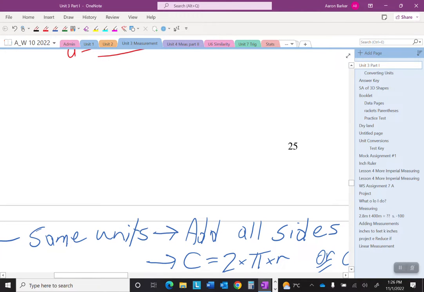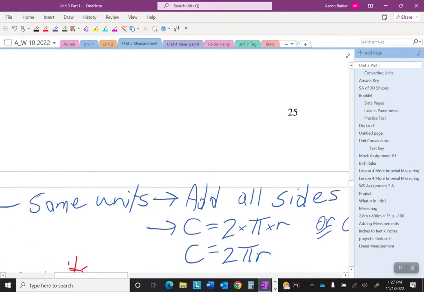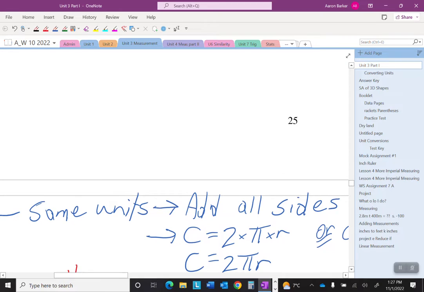Okay. Often it's not written as 2 times pi times r. It's written as what? 2 pi r. Okay, letters beside letters mean multiplication. The coefficient in front means multiplication. So 2 pi r means 2 times pi times r.